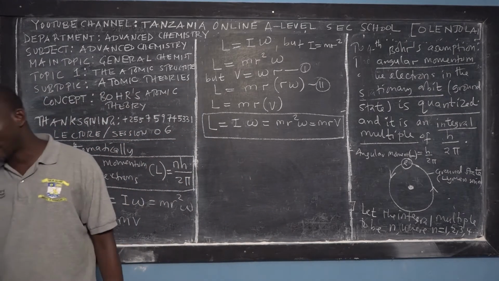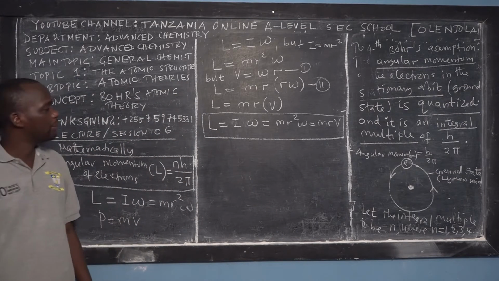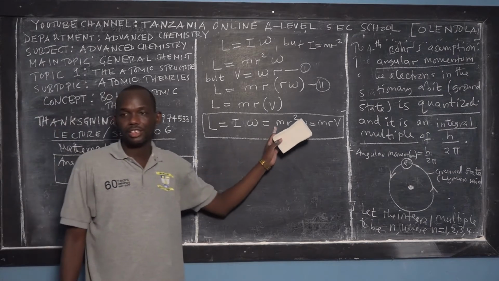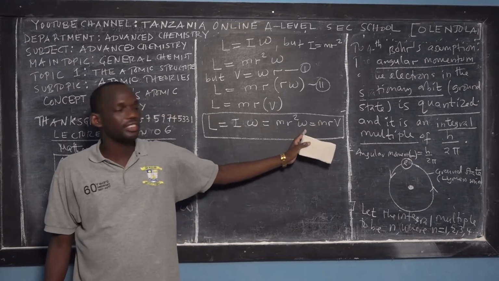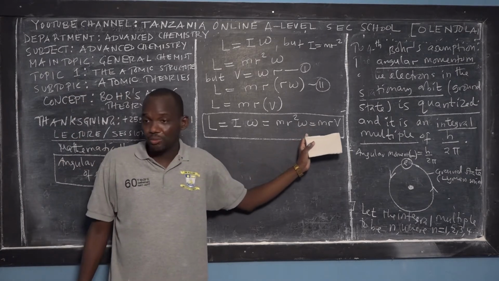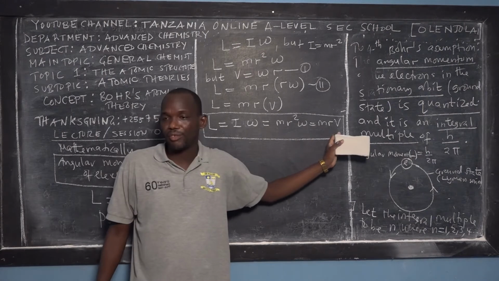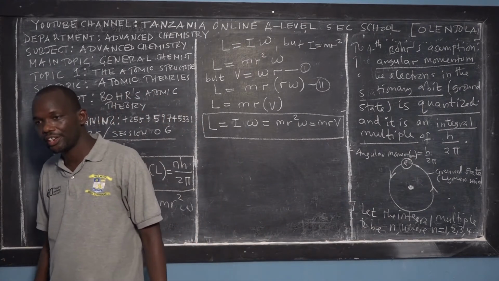I told you before I began my session. Okay, remember that this is mass in kilograms, this is radius of the circle in meters, this is angular velocity in radians per second, and this is linear velocity in meters per second, right?